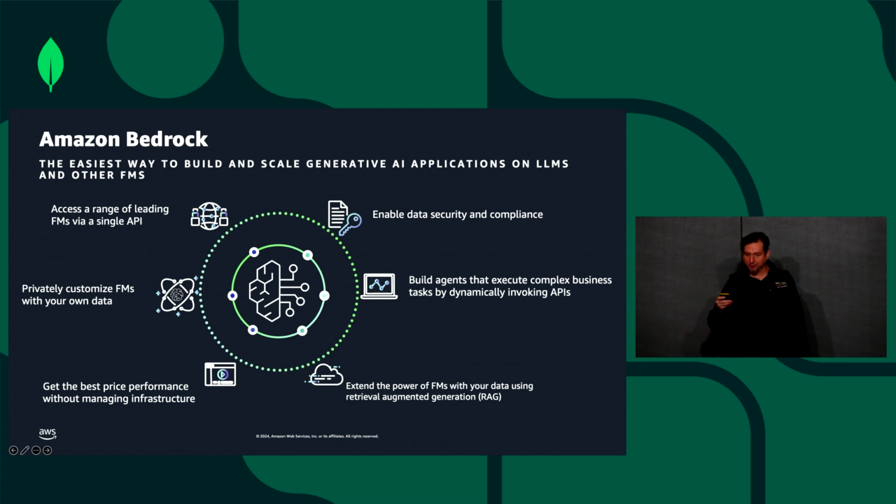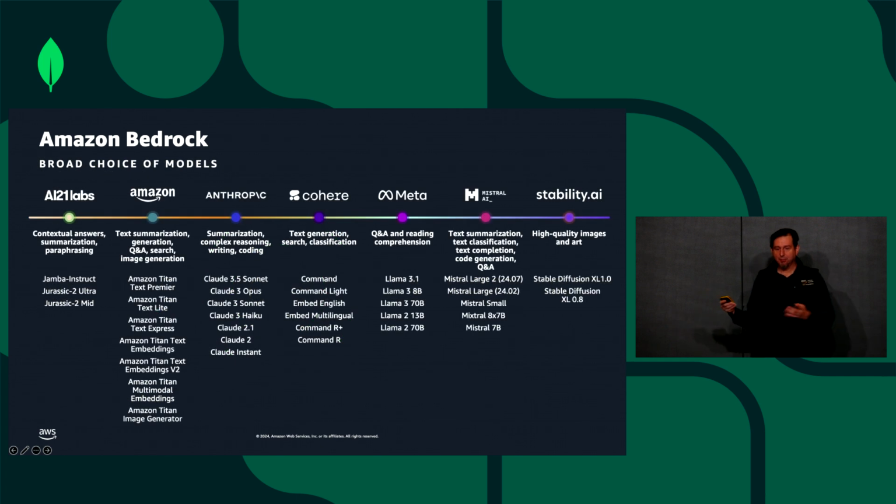And there is also data security and compliance. There is also the capability to have agents. And you can extend the power of the FM through retrieval augmented generation. Now, the models available in Bedrock. Of course, there's a bunch of models available from Amazon. Now, these models are curated. So this is a selection that AWS decided is what we want you to interact with.